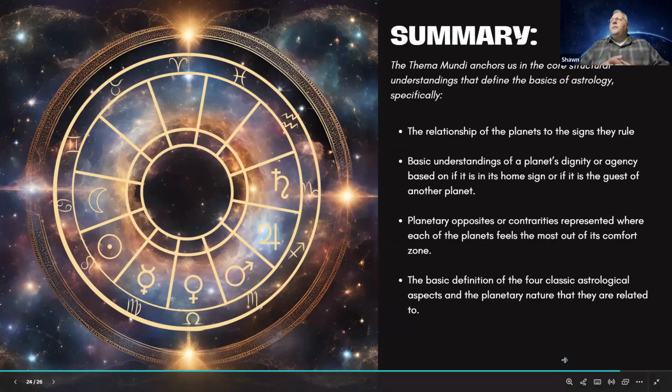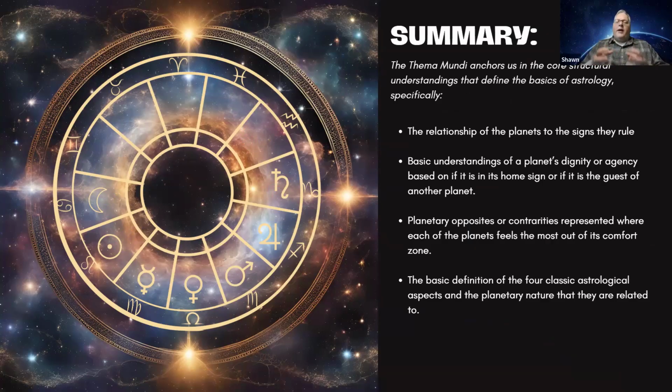So, in summary, the Thema Mundi helps anchor us in some very practical ways of thinking that define some of the basic components and concepts in astrology, specifically the planets in the signs that they rule. And remember, this is where we start, but if you think about the sun chasing each of the planets to their other domiciles, we get that understanding of the two signs and how all of the other planets rule a masculine sign and a feminine sign. We get a basic understanding of when a planet has good dignity or good comfort, good access to its home resources, or if it's the guest of another planet. And then we have a little bit of an idea of how comfortable that planet might be based on whether it is in a sign that is contrary to its nature when we think about planetary contrarieties.